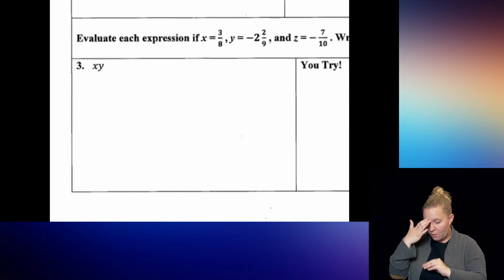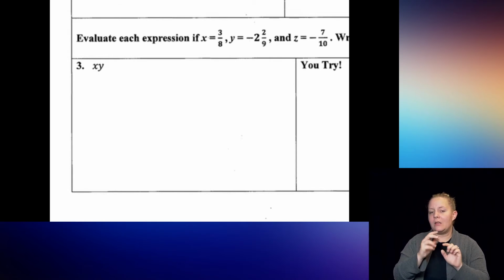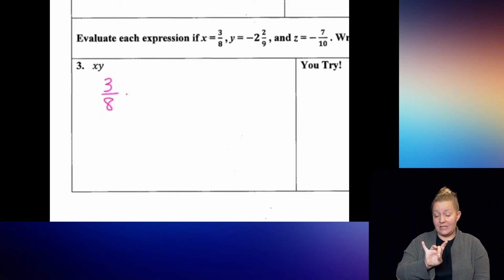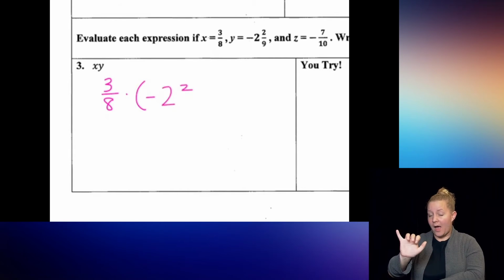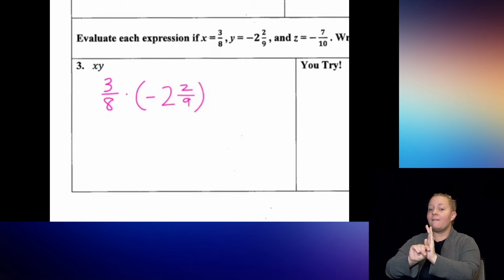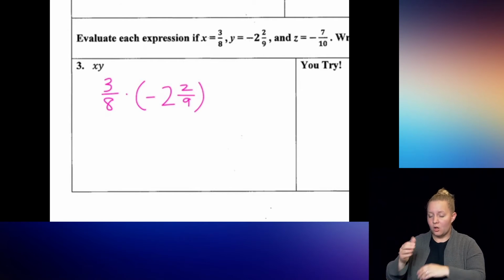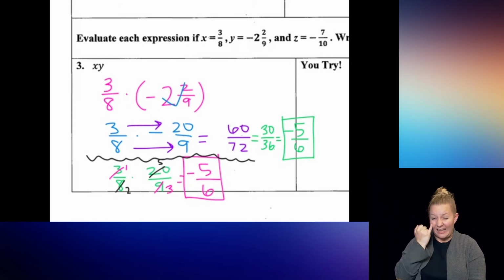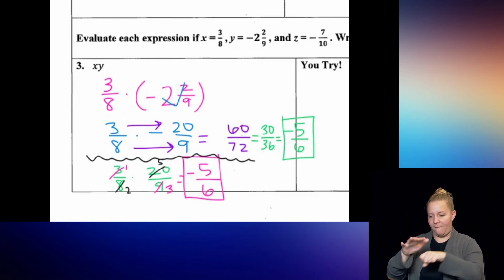Alrighty, so for example 3, there's really nothing different except for the fact that you need to plug in x and y. So I'm going to go ahead and plug in for x and y. X is 3/8 times y, which is negative 2 2/9. And then this is one more practice for us. So go ahead and pause the video, and I want you to get an answer for number 3. Go ahead and pause. Alrighty, so my final answer I got was negative 5/6. If you did not get that answer, you need to pause the video and you need to fix your work so that your work matches up with mine.